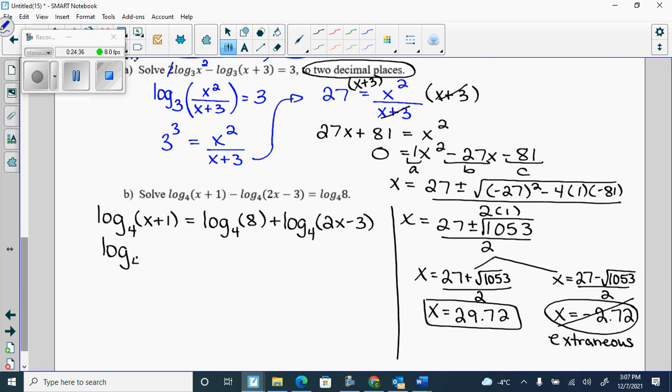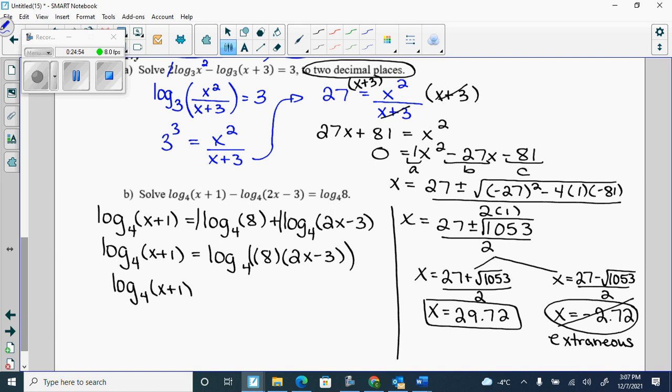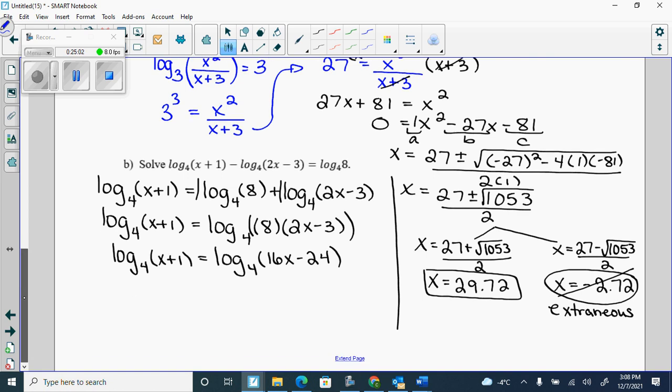So we get log base 4 of x plus 1. These have plus 1s in front. So I can get log base 4 of 8 times 2x minus 3. So I get log base 4 of x plus 1 equals log base 4 of 16x minus 24. Then you can set them equal, and this one's nice. You went from a horrific quadratic to a linear one. There's no quadratics on this one.